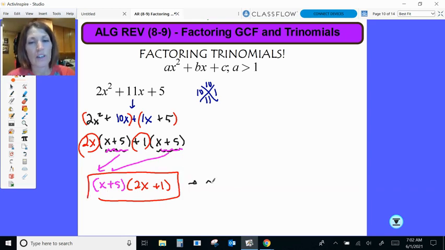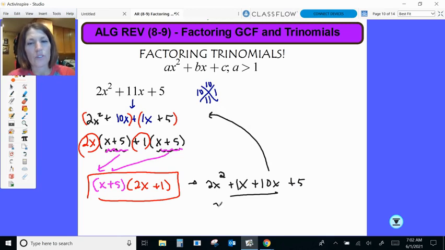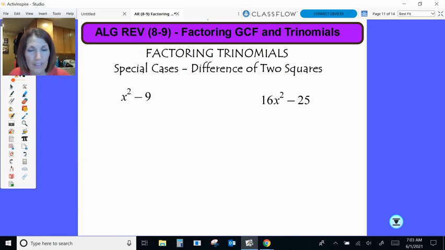We have our 2x squared plus 1x plus 10x, and that should look familiar right here, right? From up here, 10x plus 1x, and then plus 5. And that should look all familiar from right up there. And we have 2x squared plus 11x plus 5. So you can always check yourself on these factoring all the time, okay? And that's how you do that.